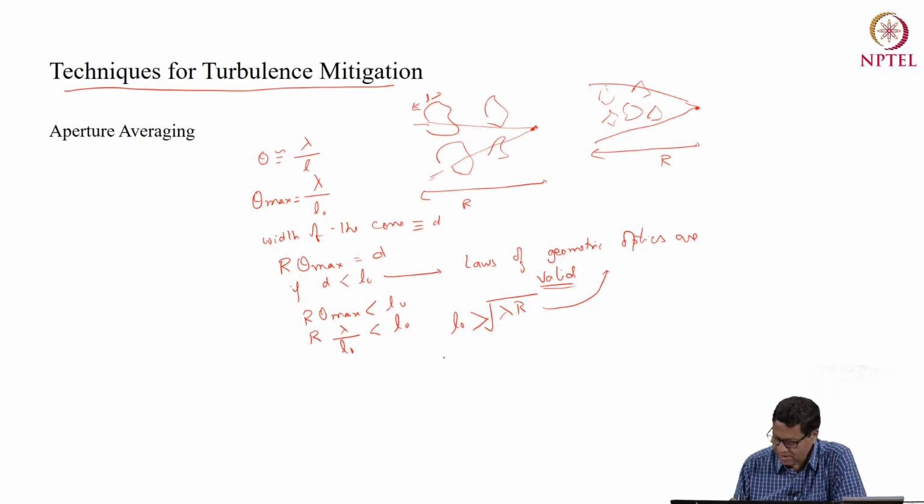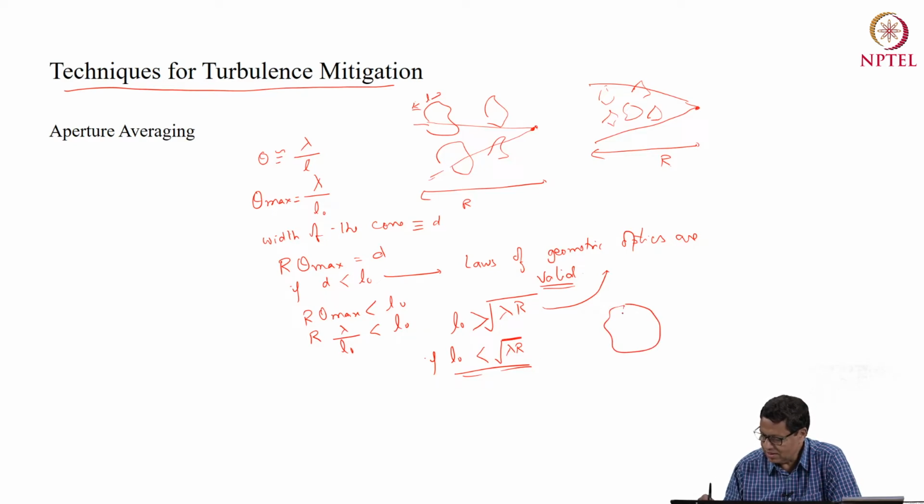The other condition is if L naught is less than the square root of lambda R. That means there are many smaller eddies or cells inside the cone, and because of this the light will be reflected or diffracted, and you are likely to get a speckle pattern at the output. In a point receiver, you will probably get only one speckle pattern, and sometimes there may be full intensity, or there may be no intensity, so there will be a lot of fluctuation.